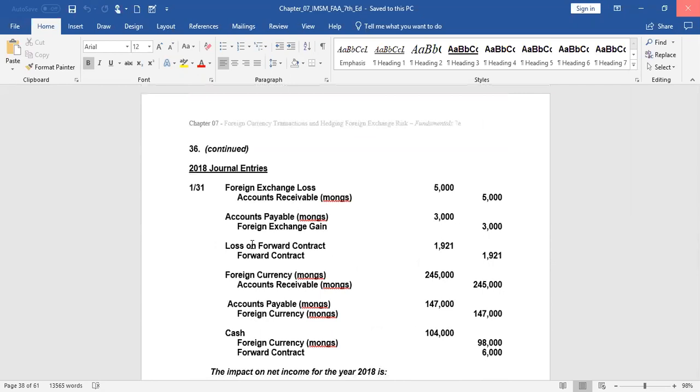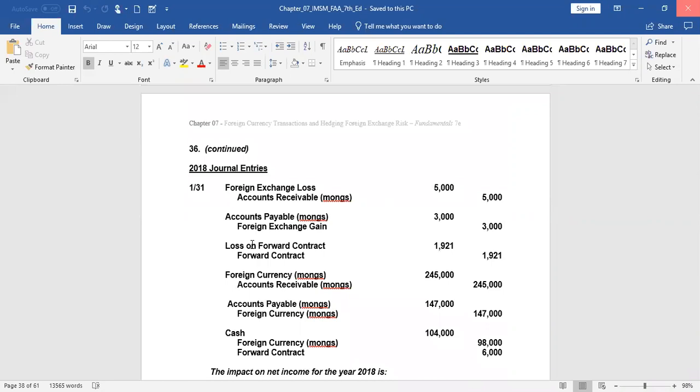The next thing we want to do is like we did before, transfer our accounts receivable balance that's at $245,000 into our foreign currency account because we received the mongs. We just didn't convert them to cash yet. Same with the accounts payable. We're going to pay the mongs. So we debit accounts payable for the $147,000, credit the foreign currency.